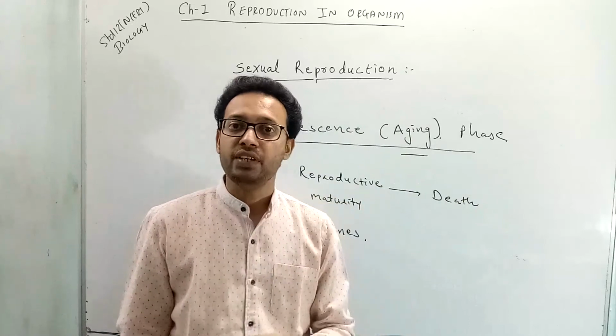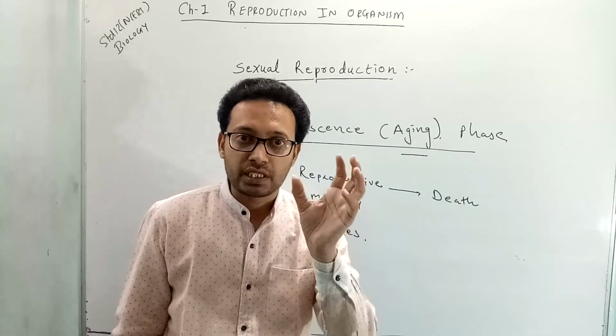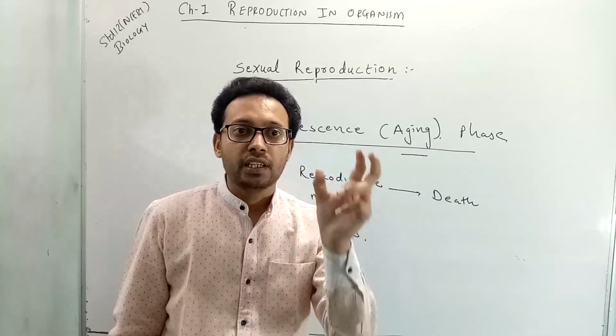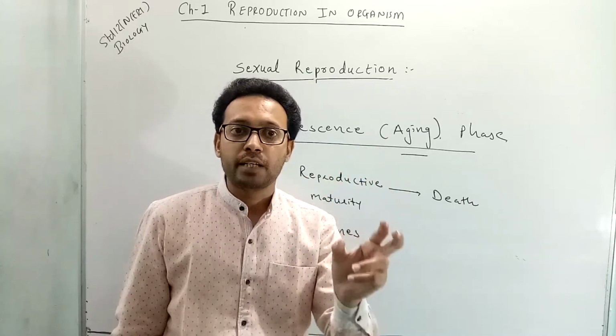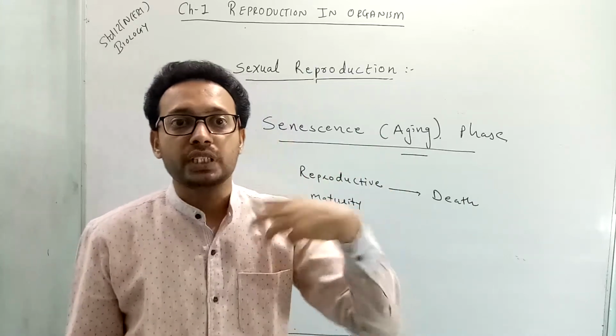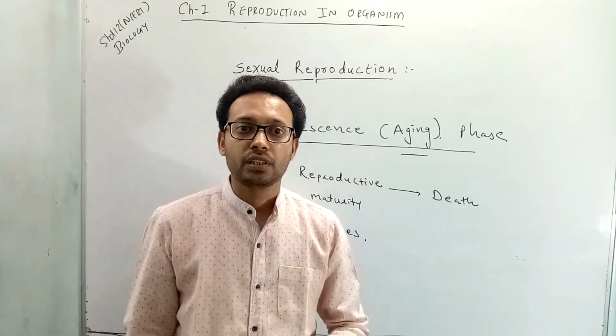In a plant, the same phase can be called a vegetative phase. Reproductive phase means this is a phase where the animal attains certain characters in its life and becomes sexually capable of producing gametes and reproducing sexually. This is called the reproductive phase.